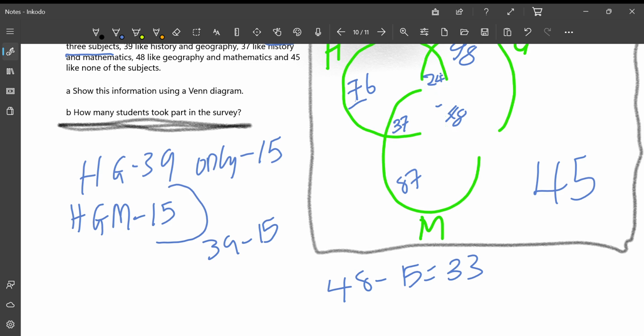So permit me to erase this. Sorry, I made a mistake with my erasing. I'll draw some of these things back. All right, sorry for the cleanup.